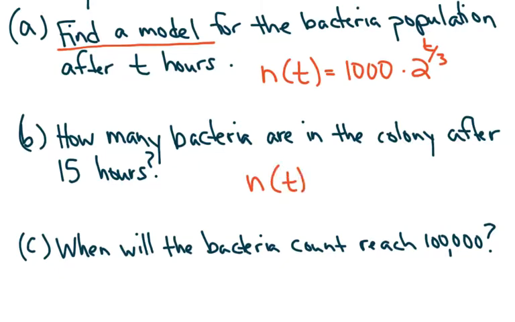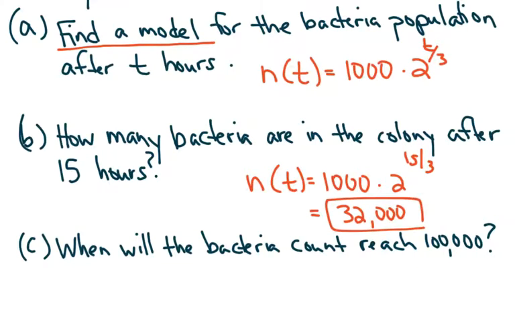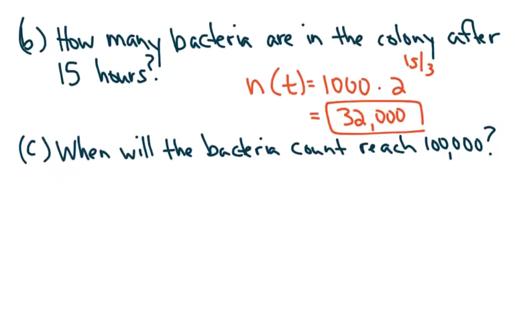So N(t) is equal to 1,000 times 2 raised to the 15 over 3, which is going to be 32,000. And then in part C, we want to find out how long it will take for the bacteria count to reach 100,000. That means we're going to make 100,000 equal to 1,000 times 2 raised to the t over 3.